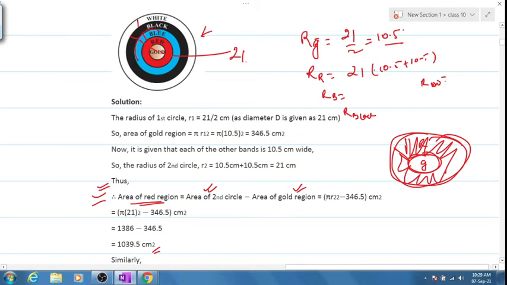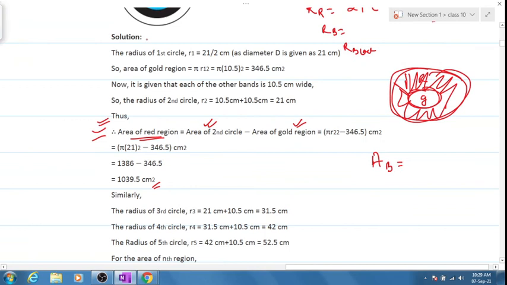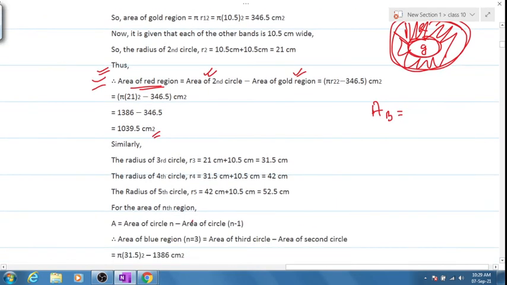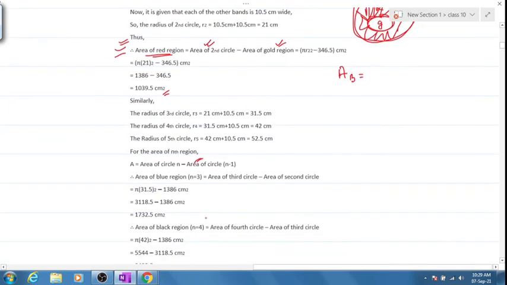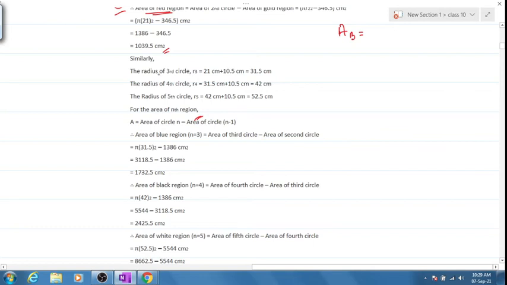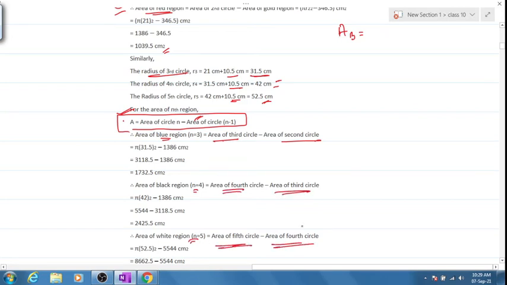Now what will be the area of the blue one? Can anybody tell me? The area of the blue one will be equal to the entire area of the blue circle minus the red one, yes or no? Please confirm. I'm pausing the video, kindly start copying the entire thing. The radius of the third circle we have already calculated, plus 10.5 plus 10.5 plus 10.5. The area of the nth circle's formula will be this. You don't require the nth circle's formula, you just apply it: the blue region is third circle minus second circle, the black region is fourth circle minus third circle, and the fifth white region will be fifth circle minus fourth circle. It's just that the radius keeps on changing for R1, R2, R3, R4.